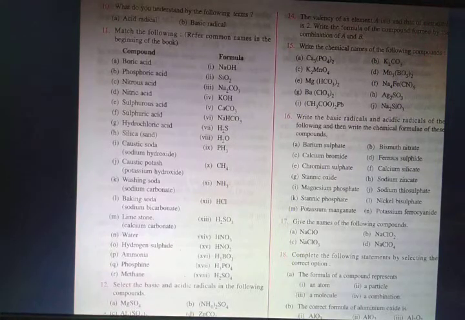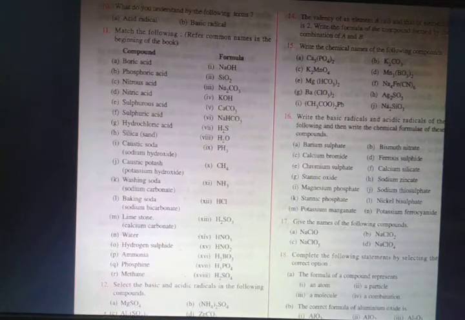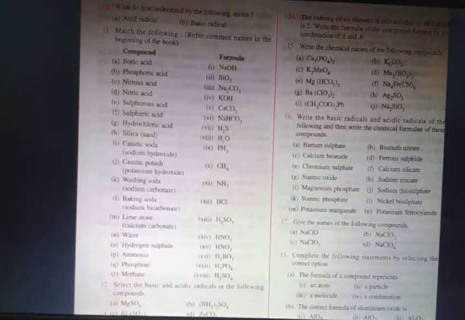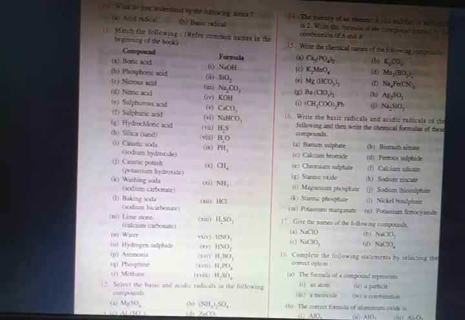Write the chemical names of the following compounds. First, calcium phosphate, K2CO3 potassium carbonate, K2MnO4 is not permanganate, it's potassium manganate. Be careful, do not write permanganate, it's potassium manganate, K2MnO4. Mn3(BO3)2 manganese borate. Mg(HCO3)2 magnesium bicarbonate. Na4Fe(CN)6 sodium ferrocyanide. Ba(ClO3)2 barium chlorate. Ag2SO3 silver sulfite. The next one is lead acetate, and the last one is sodium silicate.